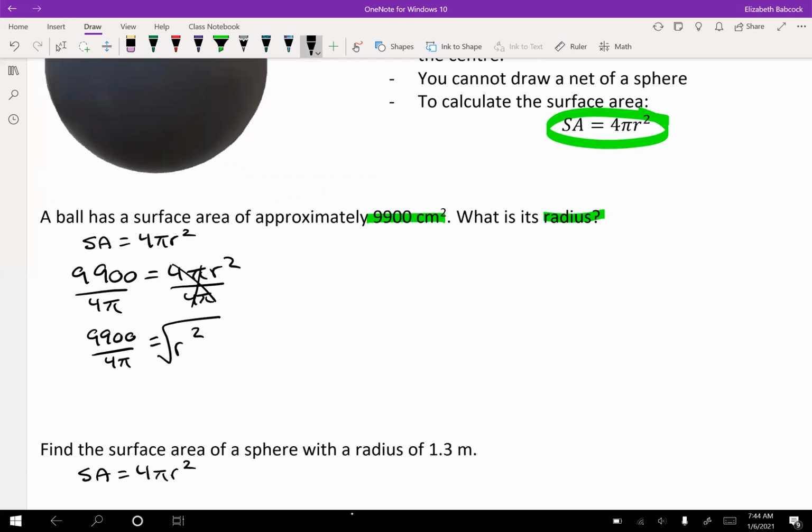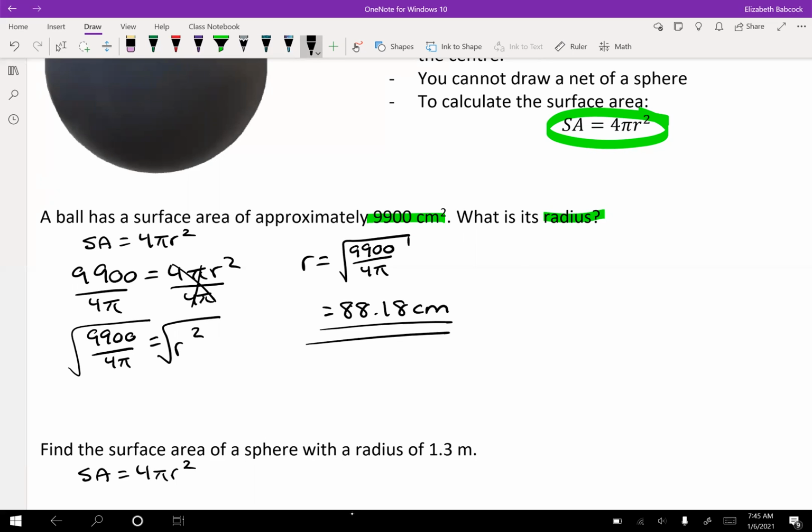Okay, to cancel out my square, I need to square root each side. And that means that r is equal to the square root of 9,900 over 4 pi. Okay, and when I plug that into a calculator, I can do 9,900 divided by brackets 4 times pi equals, and then do my shift x squared if you're doing it on the calculators provided. Okay. That should get you a total of 88.18 centimeters. Okay, notice the units are not squared anymore. When we square rooted, that got rid of the square.